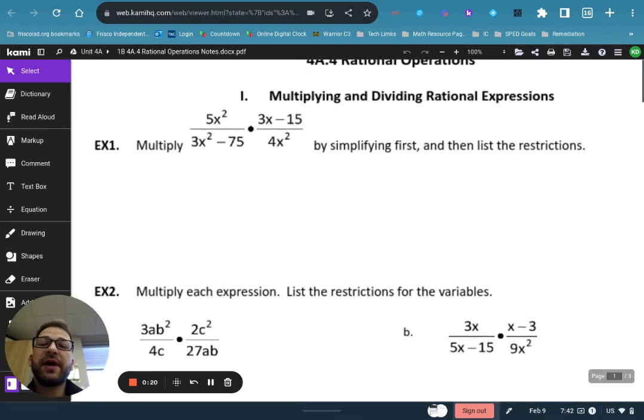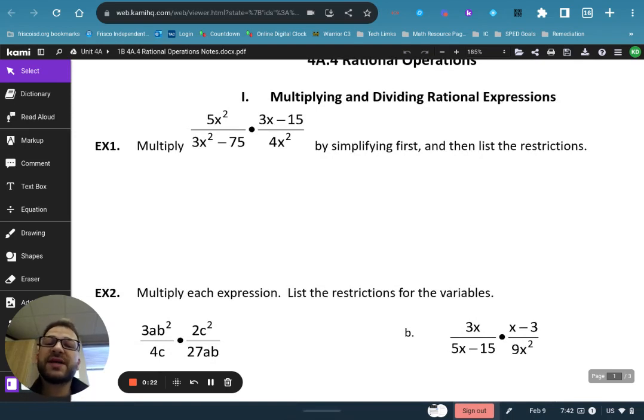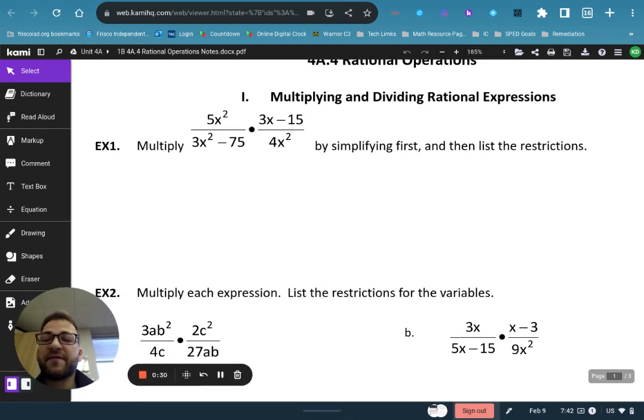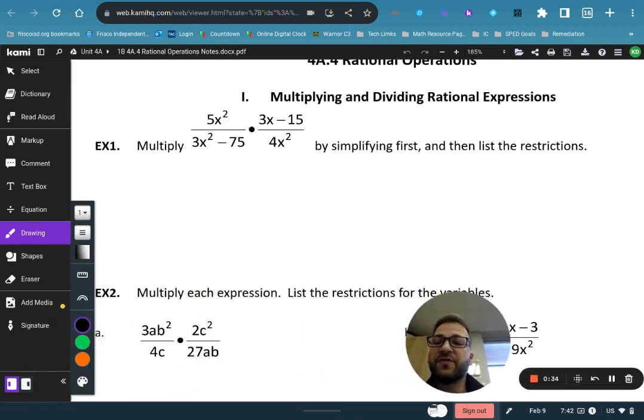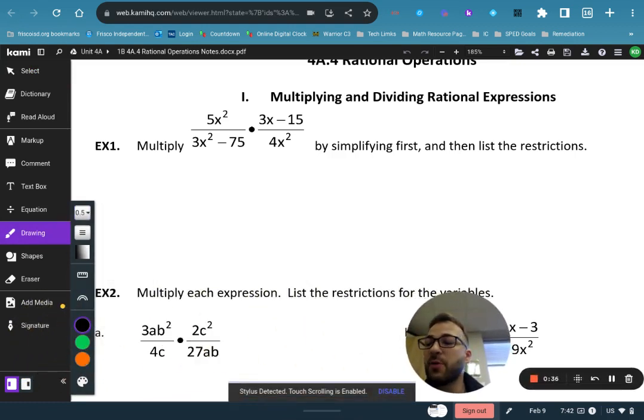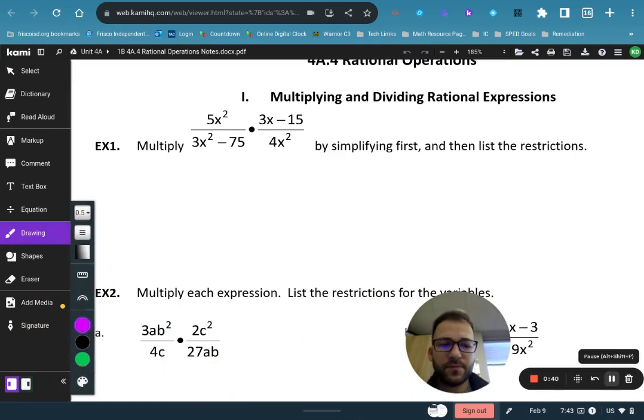So we're going to multiply 5x squared over 3x squared minus 75 times 3x minus 15 over 4x squared. And one of the key things I want you to see is that by simplifying first. The reason why we're going to simplify before we start multiplying is kind of twofold. For one, it's actually going to make what we multiply just a little bit easier. And it's going to make sure we don't actually end up missing any x values.